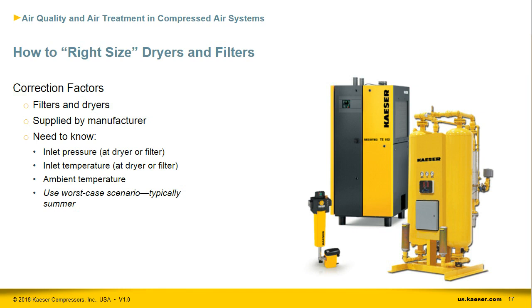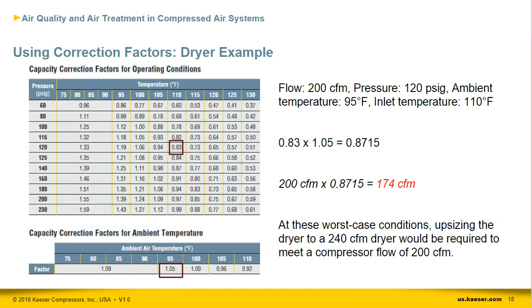Here I have a 120 PSI system at 110 degrees Fahrenheit as the operating conditions and 95 degrees for the ambient temperature. Typical dryers are rated as 100 degree inlet, 100 degree ambient, and 100 PSI inlet. So we've separated these into two charts. The chart on the top is for operating conditions. If we look at 120 PSI, come across to 110 degrees inlet temperature, we see a correction factor of 0.83. If we do the same on the ambient temperature at the bottom, we see that at 95 degrees, we're at 1.05. So in effect, what we have is a derate for the dryer at the higher inlet temperature, but an increase in the rate at the 95 degrees ambient temperature.